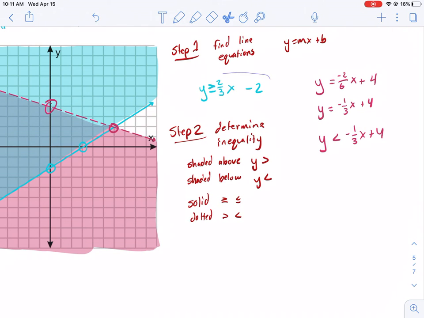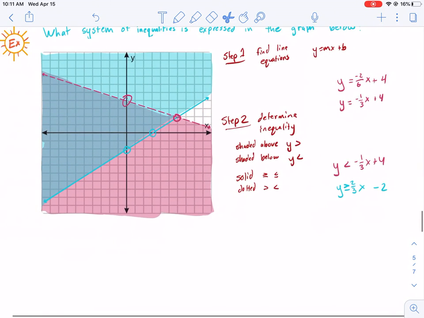So there you have it. There is my system of inequalities that leads to this graph. And that's how you go in reverse. It's basically a two-step process, and there you go.